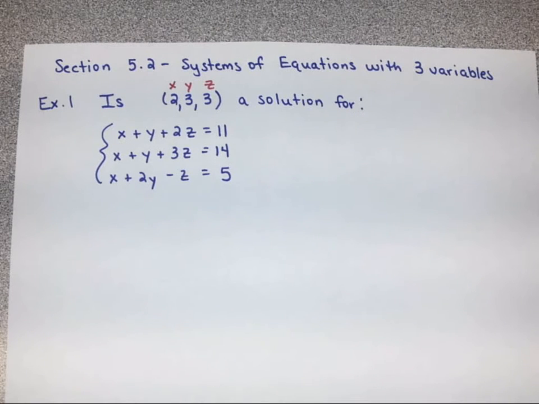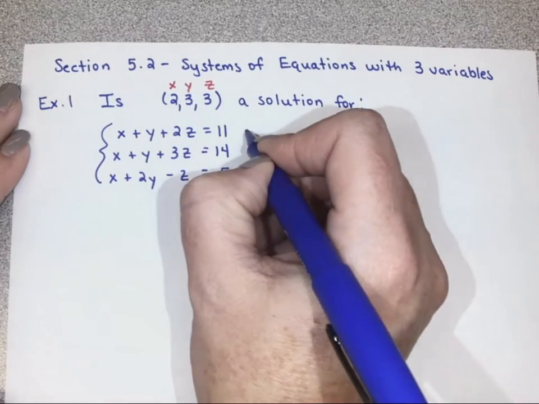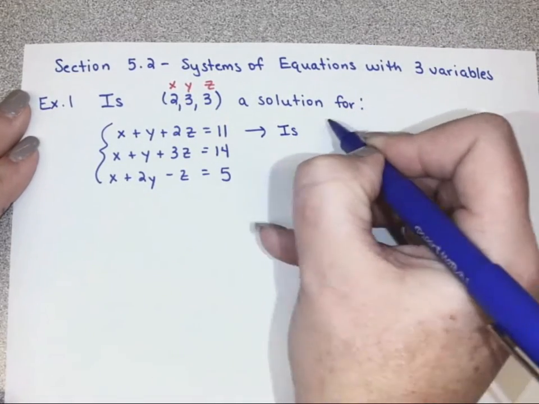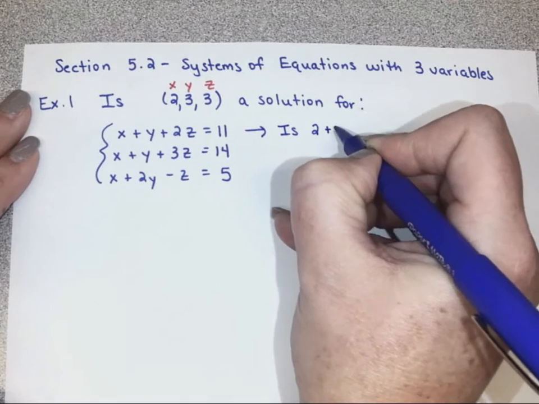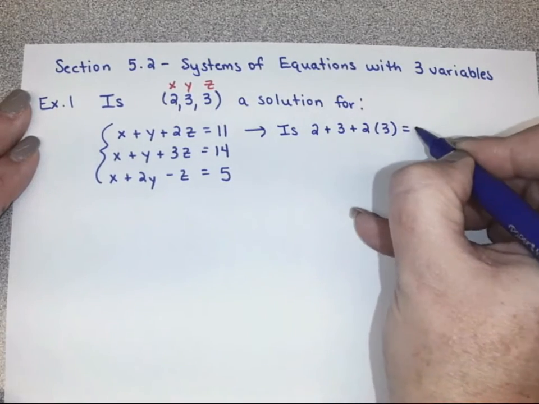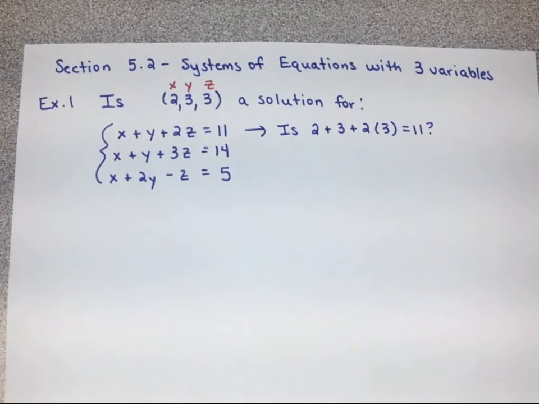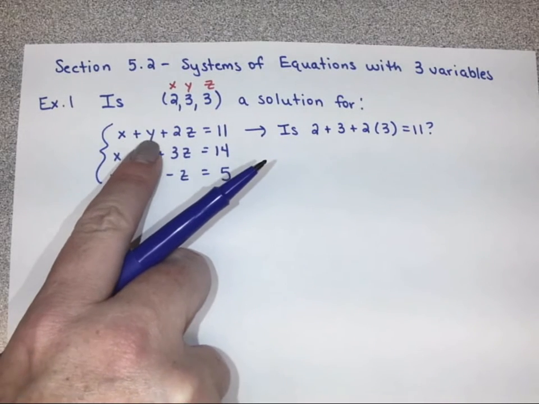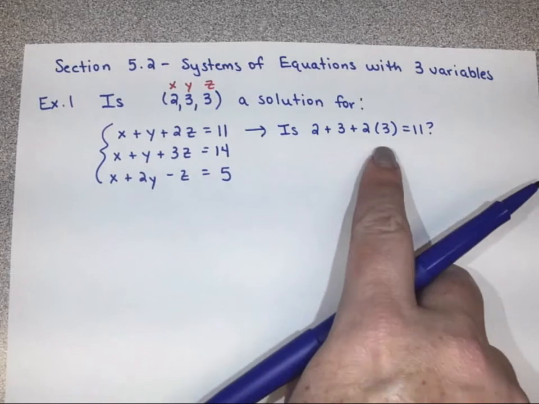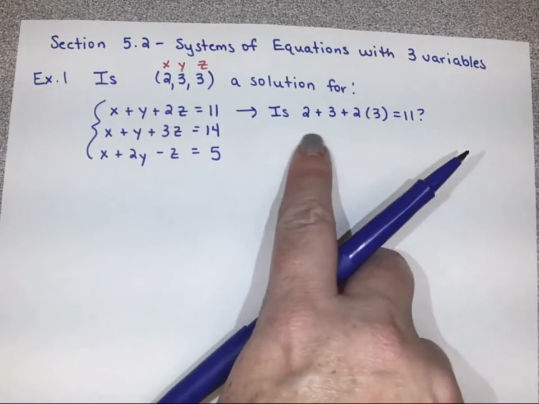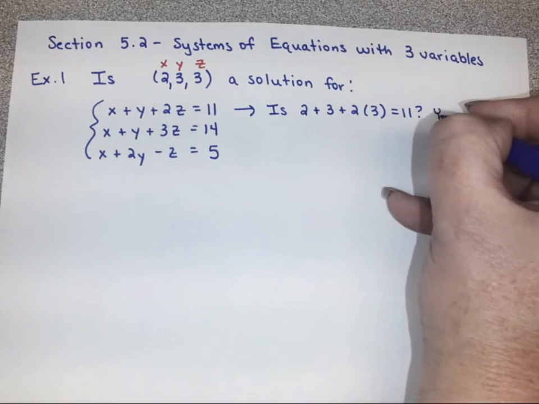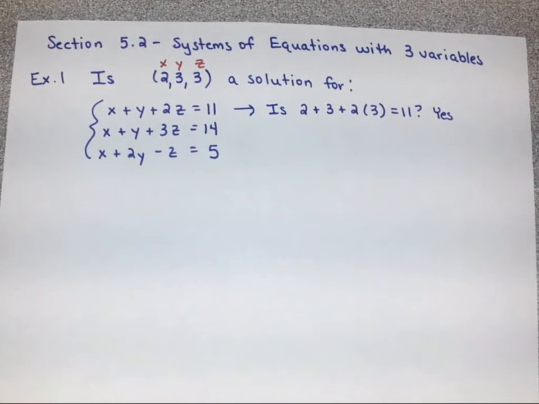Okay, so I'm going to try to do this a little briefer than I did before. So the question here is, is 2 plus 3 plus 2 times 3 equal to 11? Okay, so notice what I did. I plugged in 2 here, 3 here, 3 here. So let's just briefly do that, right? 2 times 3 is 6. So 2 plus 3 plus 6 equals 11. That's a yes. Okay, that works.